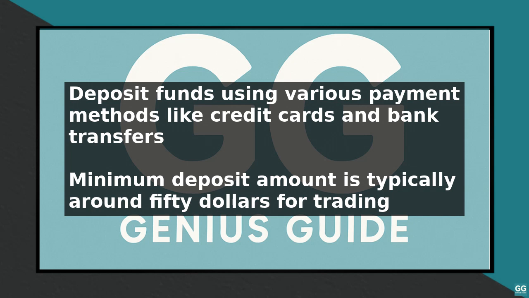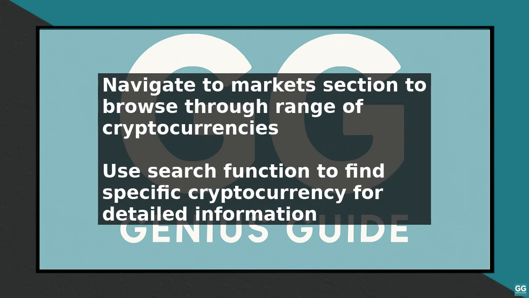To start trading cryptocurrencies on eToro, you will need to navigate to the Markets section of the platform. Here you can browse through a wide range of cryptocurrencies including Bitcoin and Ethereum. You can also use the search function to find a specific cryptocurrency. When you find a cryptocurrency you are interested in, you can click on it to view more information.